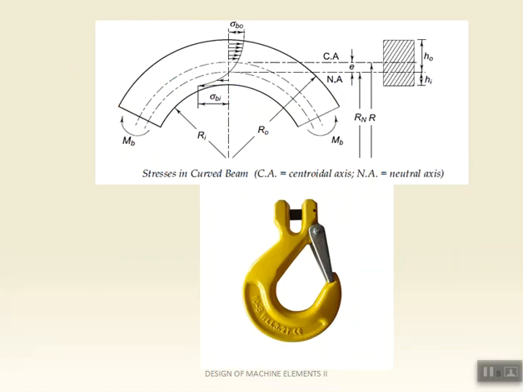Say, for example, this is an example of a curved beam. You can see a beam which is in the shape of a curvature. The cross section of the beam may be rectangular, circular, I section, T section, whatever. So depending upon the structure, the stresses will be different.